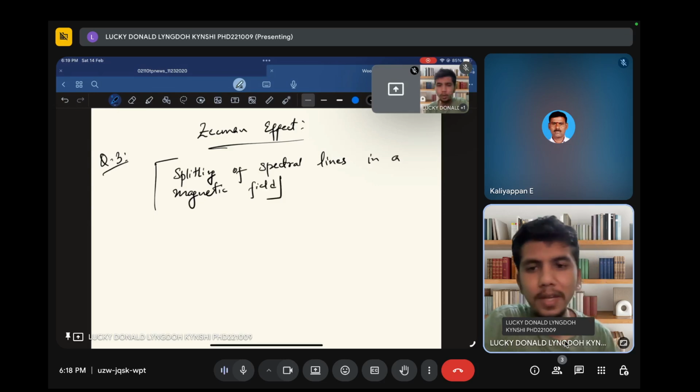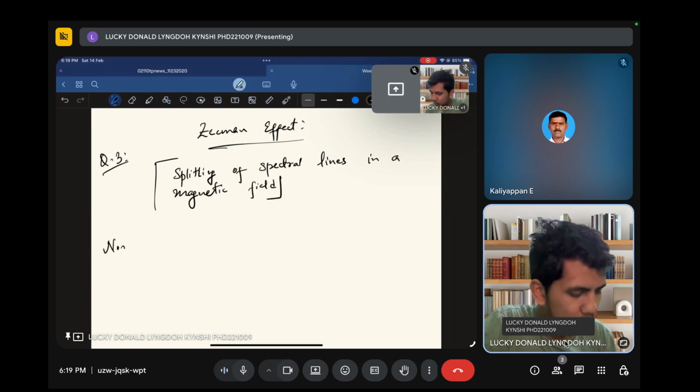Okay, so if there is a splitting of the spectral lines, meaning the transition from one state to the other state in the presence of the magnetic field, that is because of the interactions with the magnetic field. So that is your Zeeman effect. There are two types. First, the normal Zeeman effect.